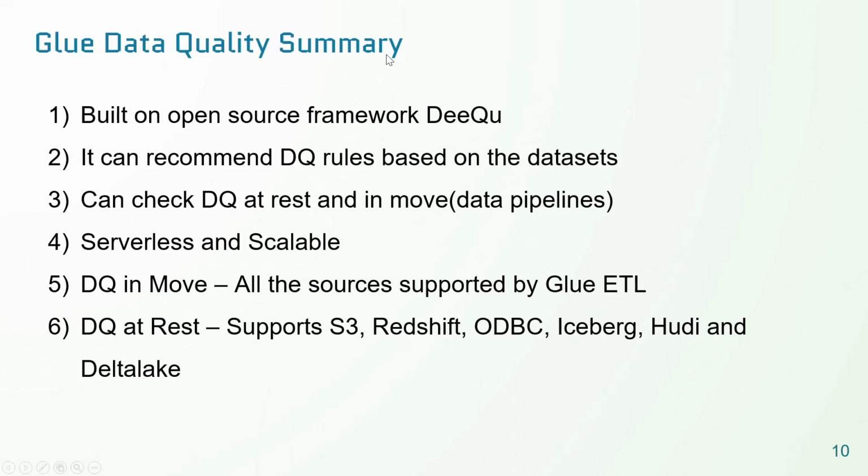Let us quickly summarize what we have seen so far. Glue data quality is built on an open source framework called DQ. It can recommend data quality rules based on the dataset. It can check data quality at rest as well as in motion. It is serverless and scalable like Glue. For data quality in motion, all of the data sources supported by Glue ETL are supported. For data quality at rest, it supports data sources like S3, Redshift, ODBC, Iceberg, Hudi, and Delta Lake tables.